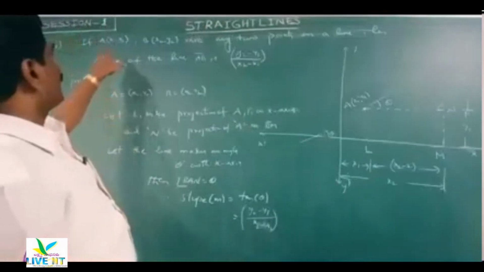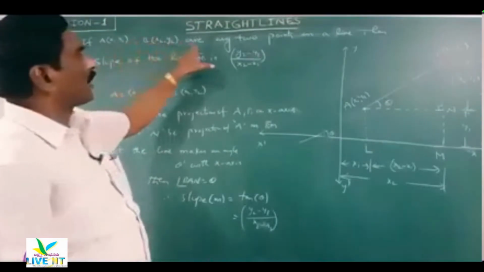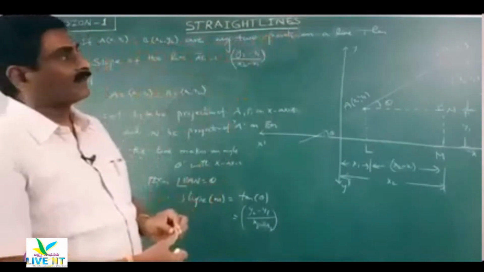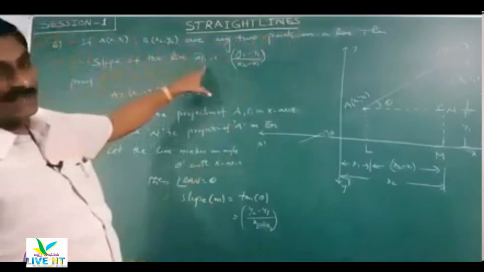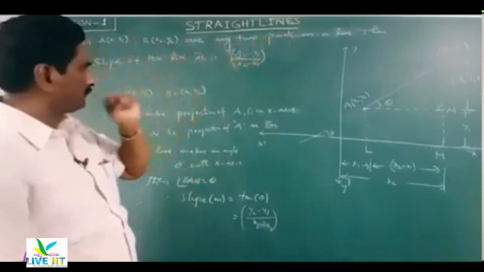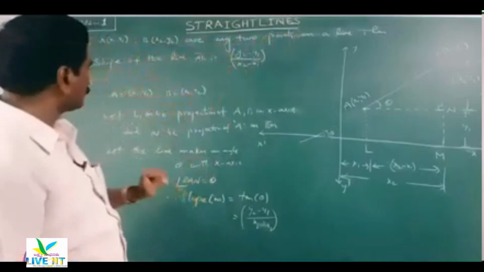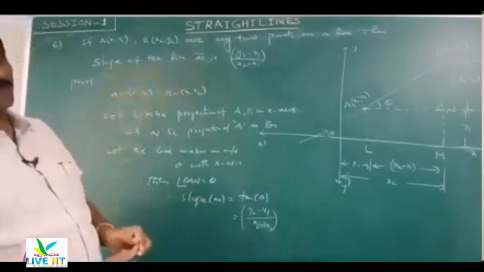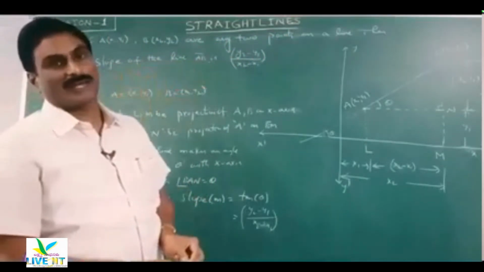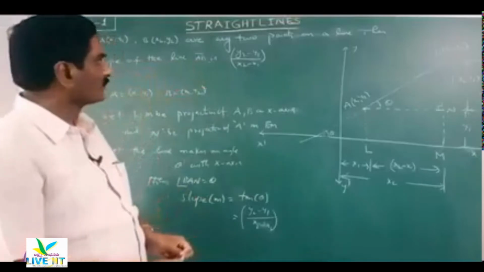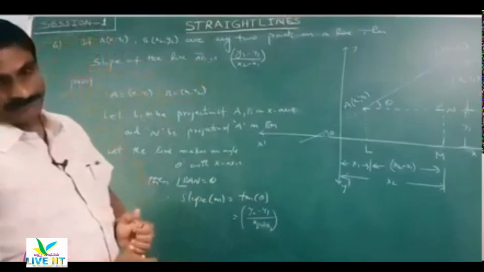Next, sixth point. If A(x1, y1) and B(x2, y2) are any 2 points on a line, then the slope of the line AB is (y2 minus y1) by (x2 minus x1). Proof.